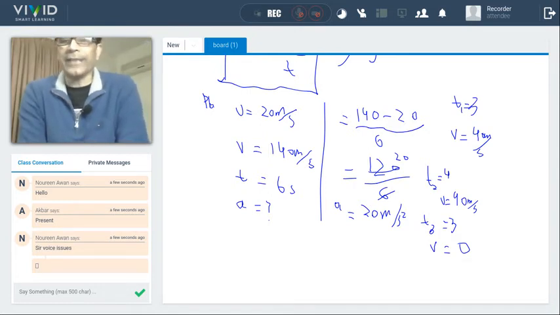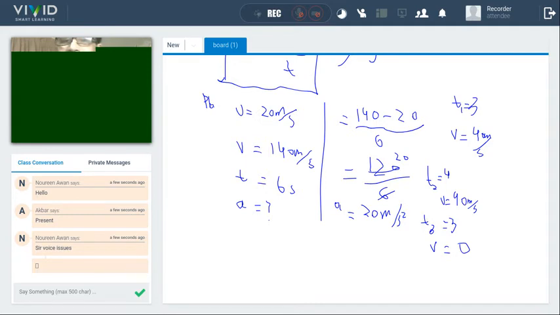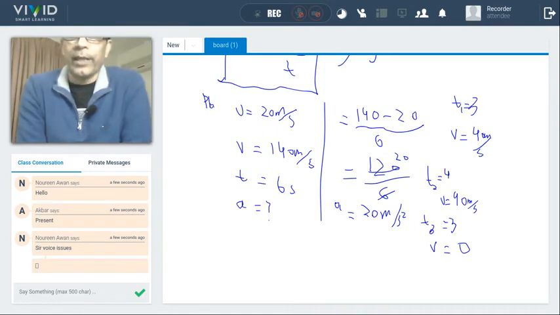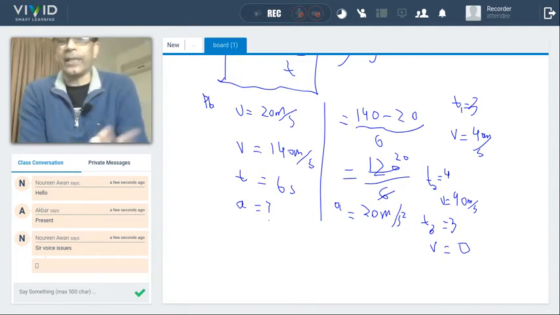So it was not the same acceleration as in the first 3 seconds, that is 13.3. Now, if we find the acceleration of the next 4 seconds, it should be 22.5, which is much greater than 13.3. And then in the last 3 seconds, it comes to rest.